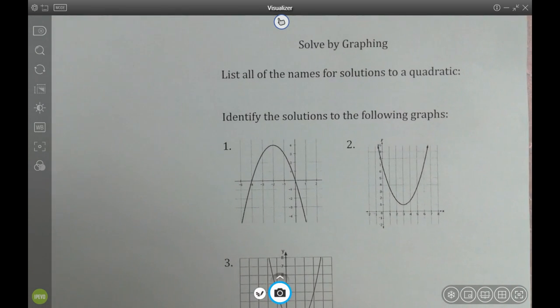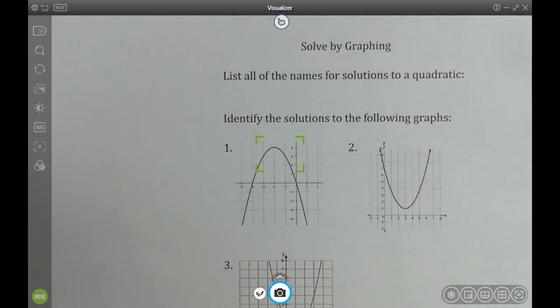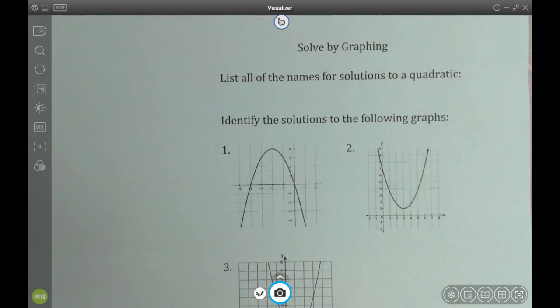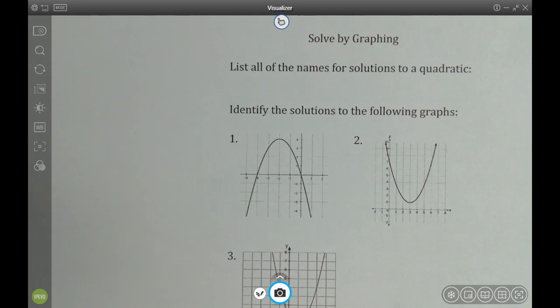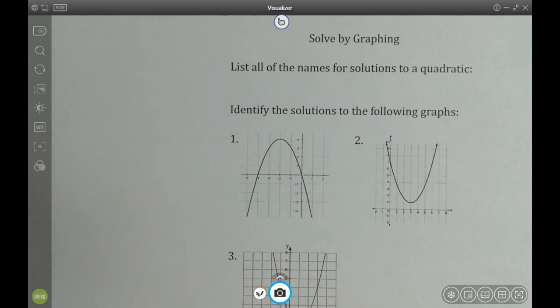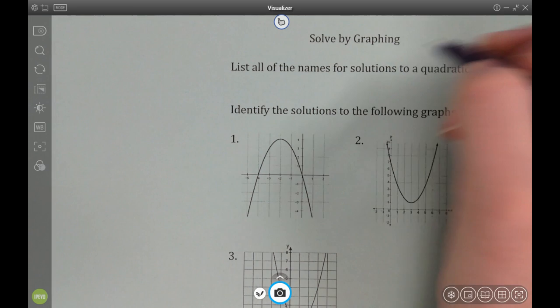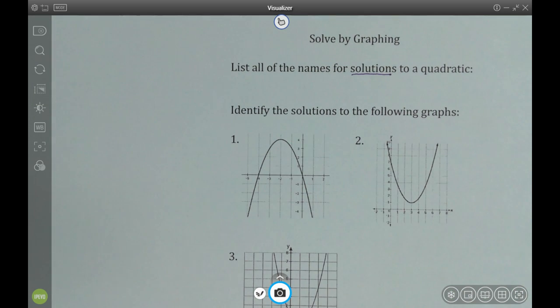Okay, so we talked about this briefly before. It's probably somewhere in this notebook. But do you remember what all the different names for a solution to a quadratic is? There were 4 of them. One of them is solutions. Anybody remember any of the other ones?